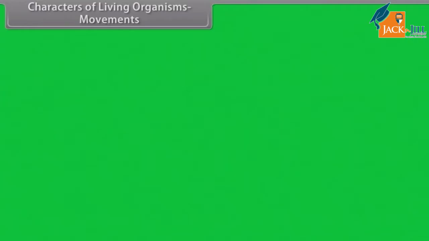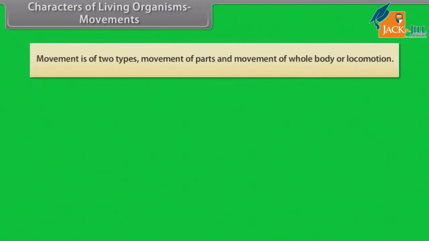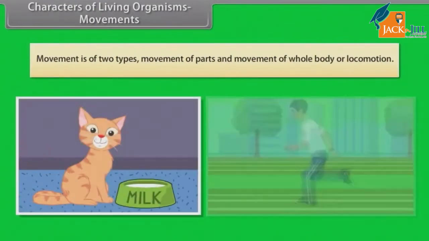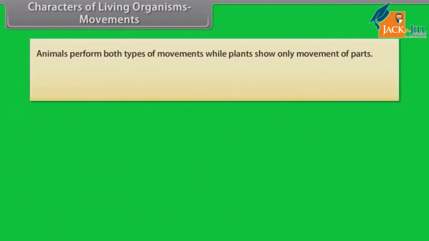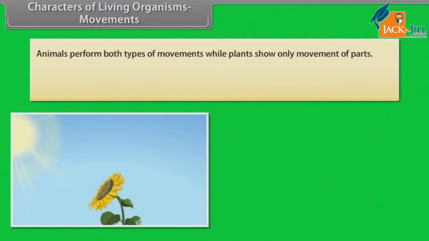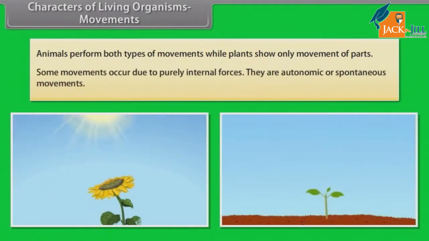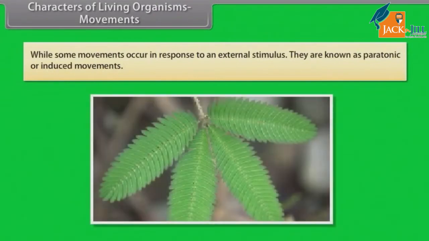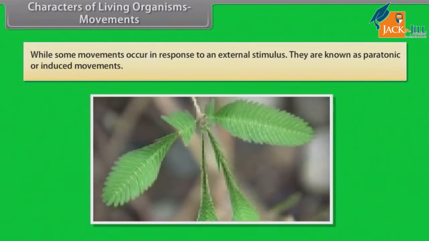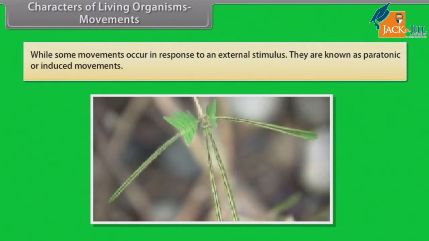Characters of living organisms. Movements. Movement is of two types: movement of parts, and movement of the whole body, or locomotion. Animals perform both types of movements, while plants show only movement of parts. Some movements occur due to purely internal forces. They are autonomic or spontaneous movements, while some movements occur in response to an external stimulus. They are known as paratonic or induced movements.